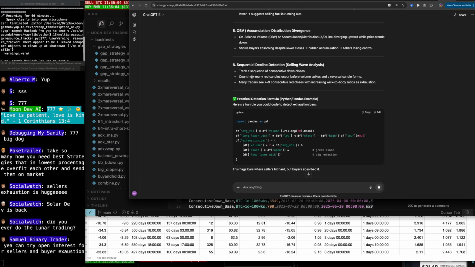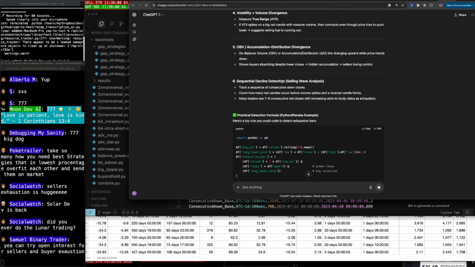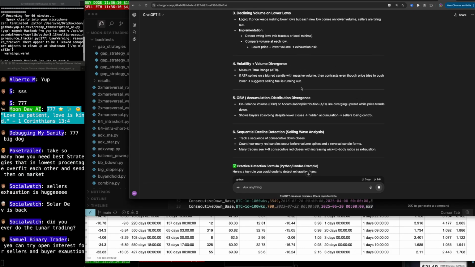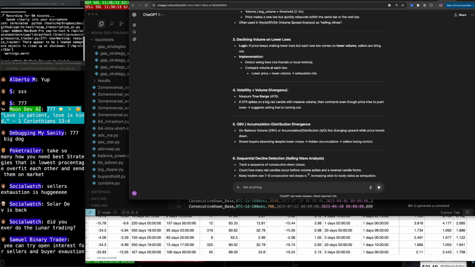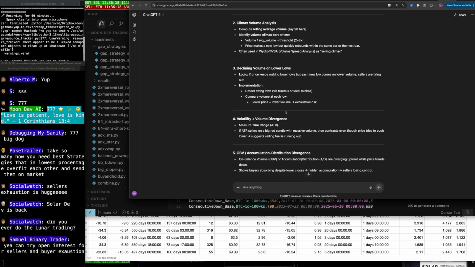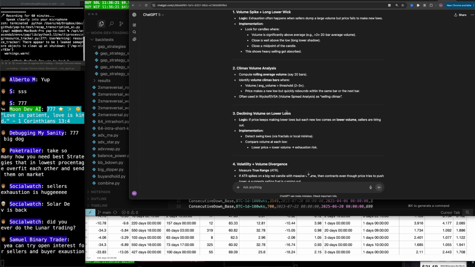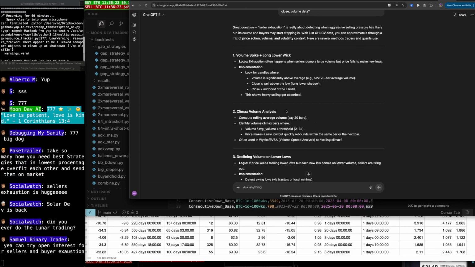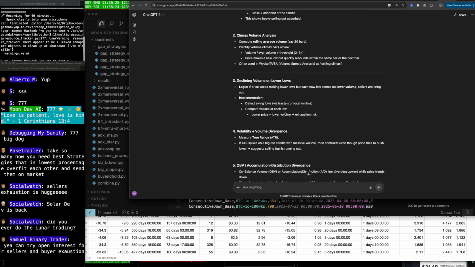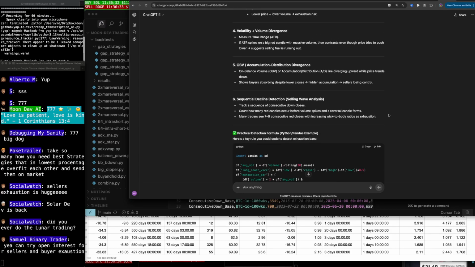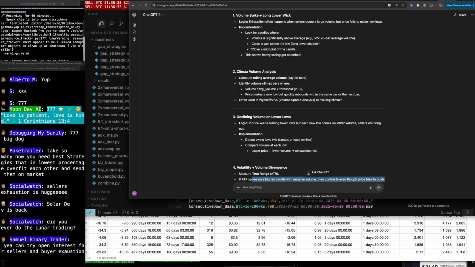Sequential decline detection, selling wave analysis, track a sequence of consecutive down closes. On balance volume. So volume, that could be good. Volatility, volume divergence. Measure true ATR. Declining volume on lower lows. All right, let's just go ahead and do this.